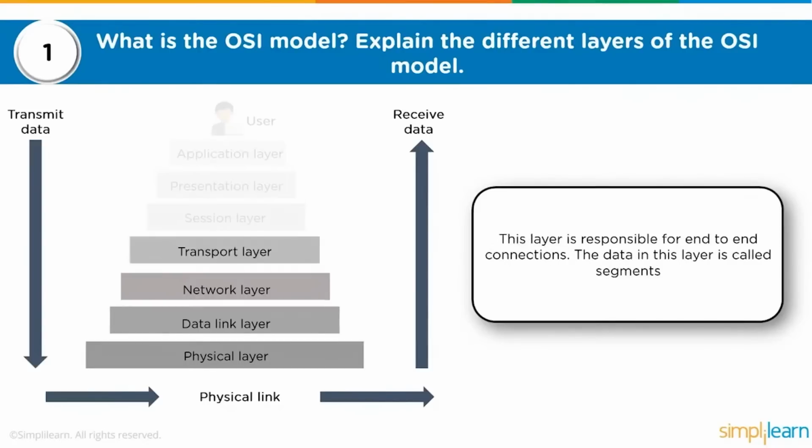Then comes the transport layer. This is the layer responsible for end-to-end connections. That automatically signifies that this is where TCP and UDP will be working. TCP stands for Transmission Control Protocol, UDP for User Datagram Protocol. TCP is a connection-oriented protocol, whereas UDP is a connection-less protocol. These two protocols are utilized to establish connectivity between two machines.